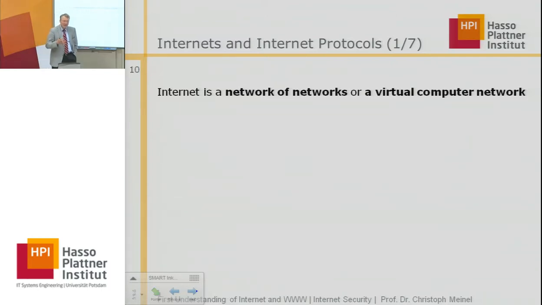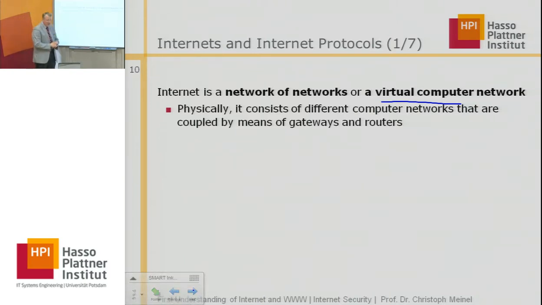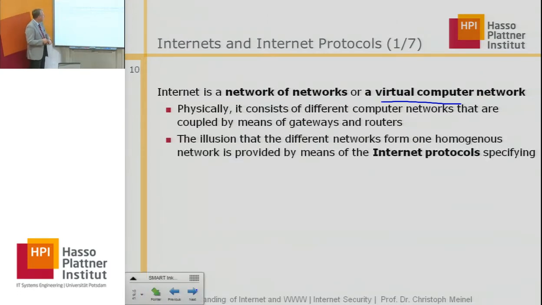Let's say a few words about the Internet and Internet protocols. I mentioned the Internet is a network of nets. So it's not a physical network. There is no uniform technology to use this network. It is a network of computer networks that use very different, sometimes incompatible technology. So the Internet is a virtual computer network. Physically, it consists of different computer networks, but these are coupled by means of intermediate systems like gateways and routers. And the illusion that this network of networks forms a homogeneous network is provided by software, by the internet protocols.